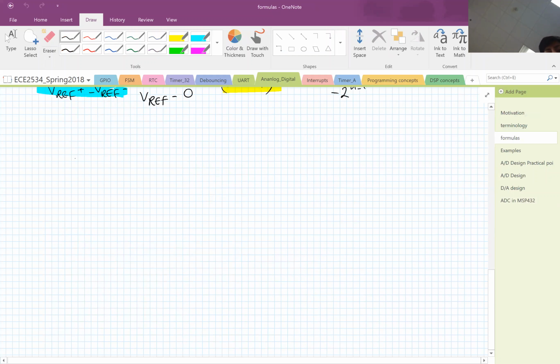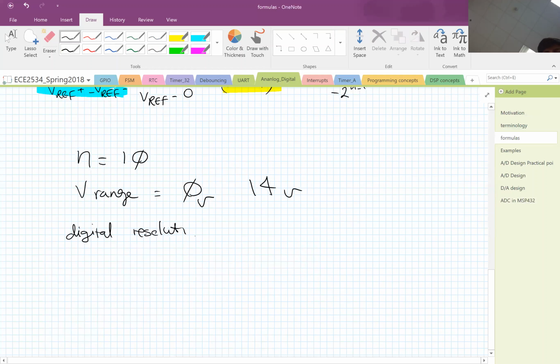Okay, so if you have, let's say, n equal to 10, and your voltage range is from 0 to 14 volts, then what is your digital resolution? Do you remember? The digital resolution is n. It's just n equal to 10. So that's your digital resolution, 10 bits we would usually say.